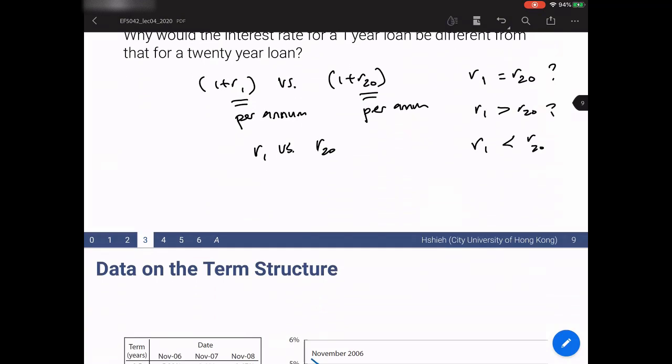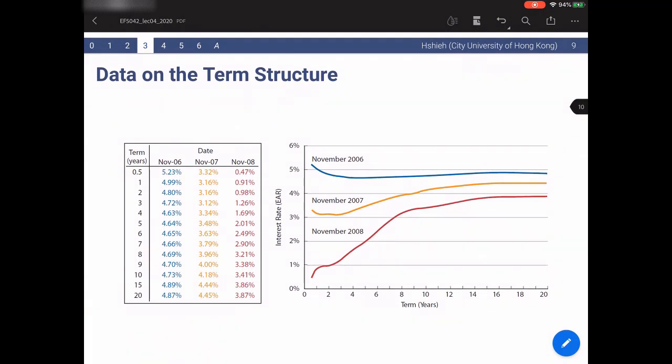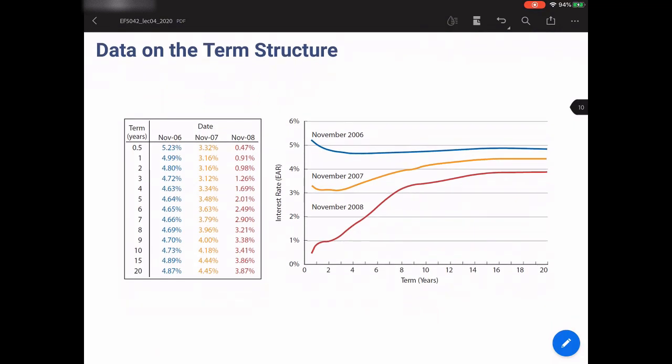Okay, let me give you an example now of what a term structure looks like. So in this slide, on slide 10, I give you 3 term structures, at different points in time. The blue line is the term structure of interest rates at the end of November 2006. The yellow line is the term structure of interest rates at the end of November in 2007, and the red line is the term structure of interest rates at the end of November of 2008. So we're all looking at the end of November, but across 3 different years.